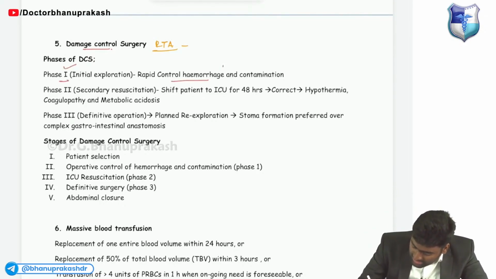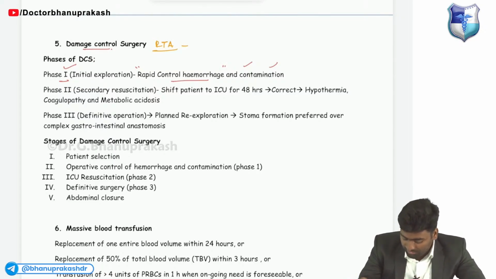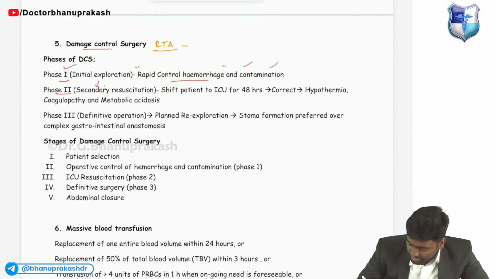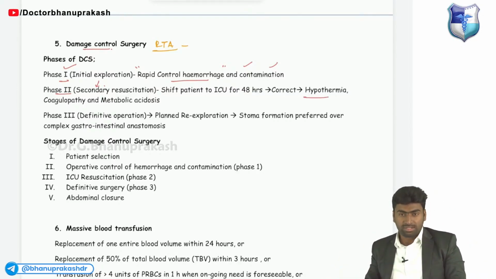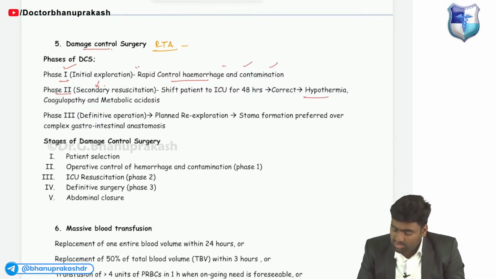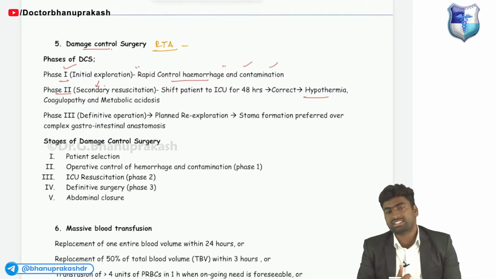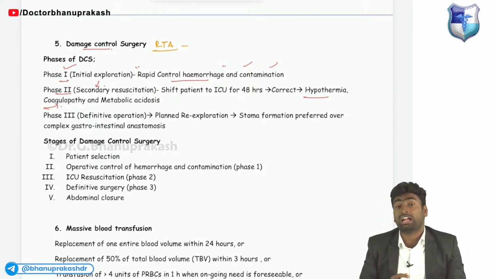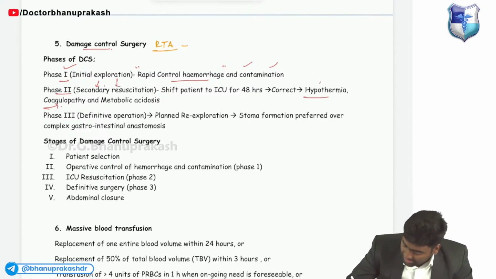We need to do rapid control of hemorrhage and prevent further contamination. Phase 2 में क्या करेंगे? Phase 2 में आप देखोगे, we need to do secondary resuscitation. We need to look onto the other complications. For example, if there is decreased perfusion, then the thermoregulation will be damaged, so decreased temperature, which is hypothermia. और हमें पता है when there is hypothermia, it may lead to coagulopathy and it can even lead to metabolic acidosis. So in phase 2 we need to take care of these 3 things: hypothermia, coagulopathy and metabolic acidosis.